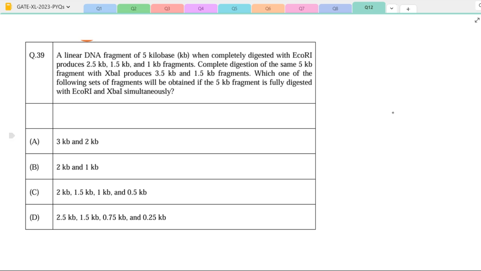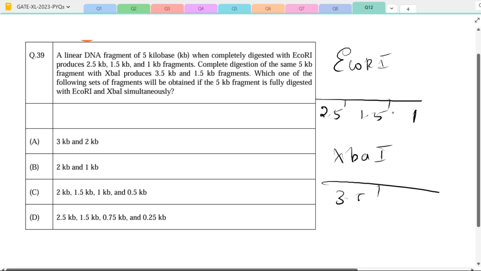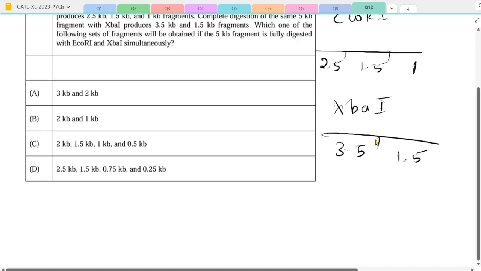So basically, you have for EcoRI, 2 restriction sites that will give you 2.5, 1.5, and 1. And for XbaI, you have 1 restriction site that gives you 3.5 and 1.5. So basically, what you have to do here has to be through trial and error, or if you're lucky enough or smart enough, you can get it in the first go.